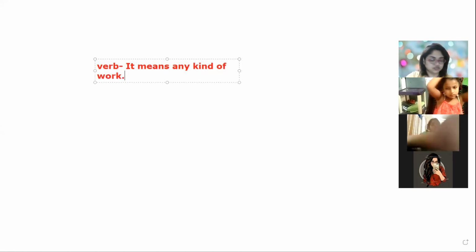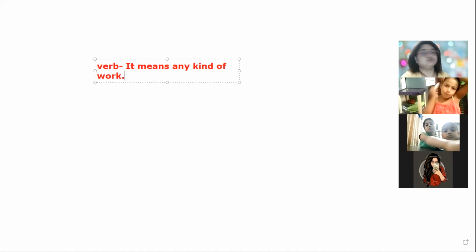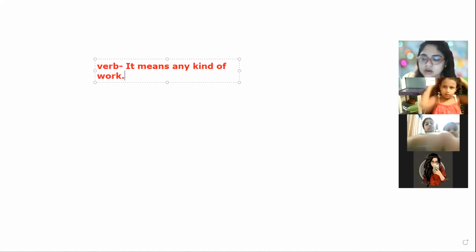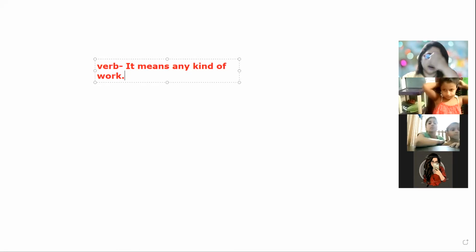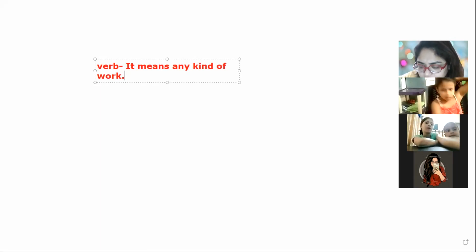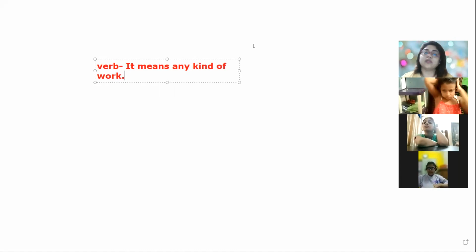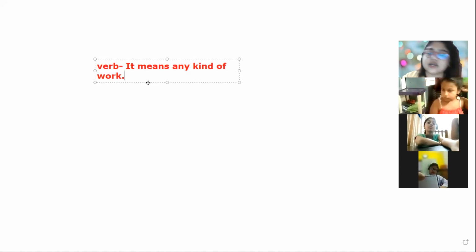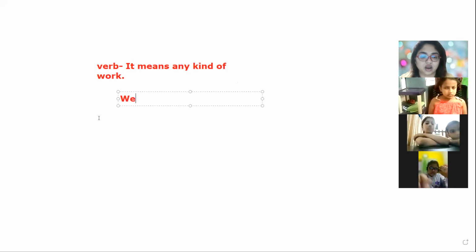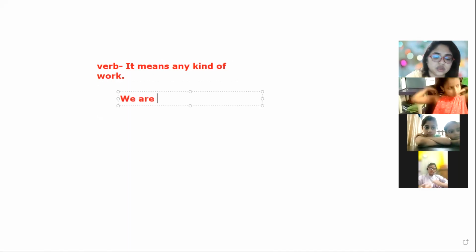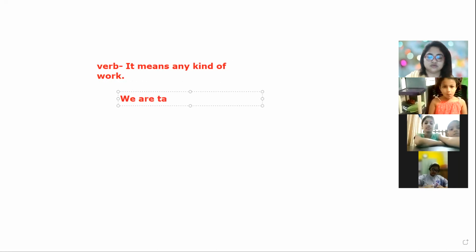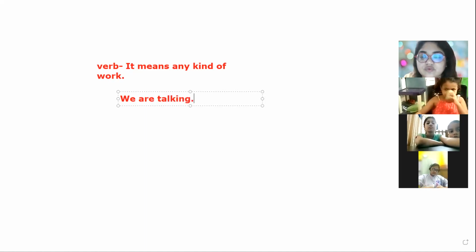So we know what is verb. It means any kind of work. Je kono kaj ke amra ki boli verb boli. Like if I say we are talking, we are talking. So here, which one is verb?